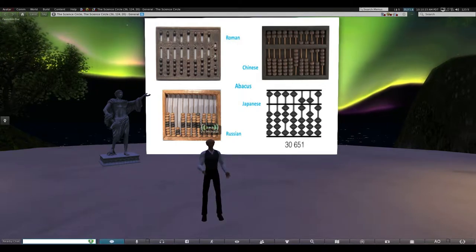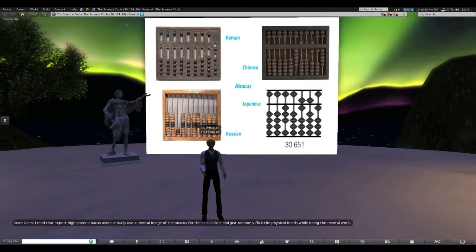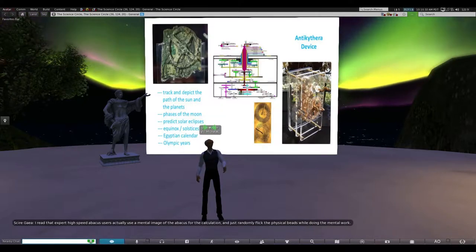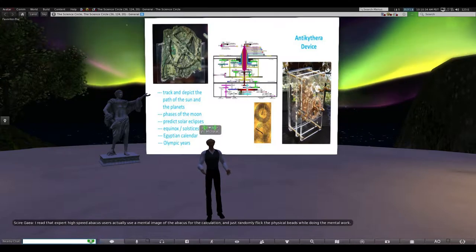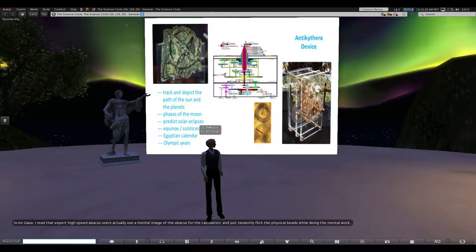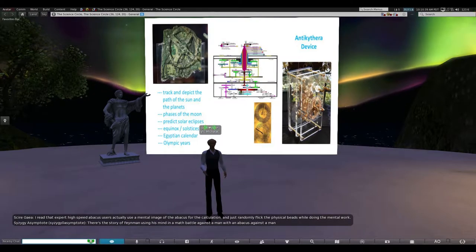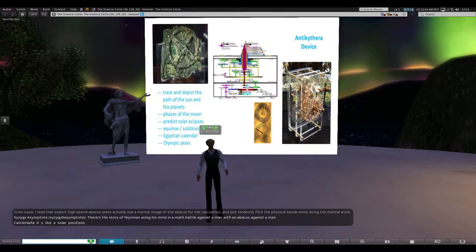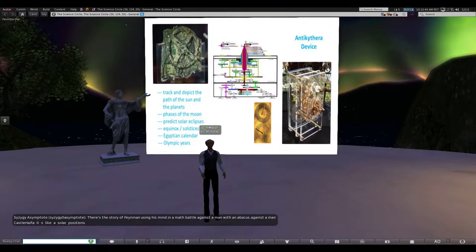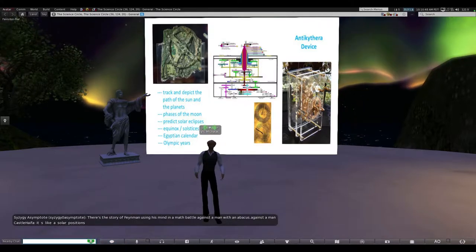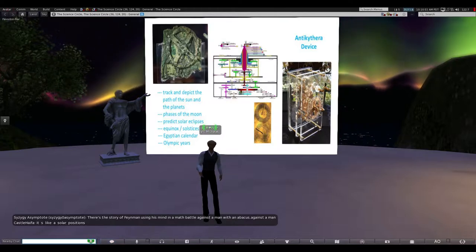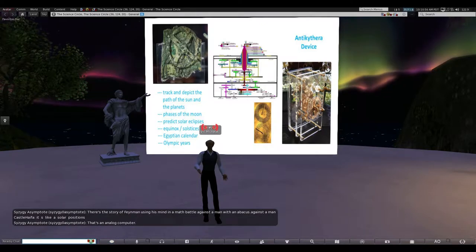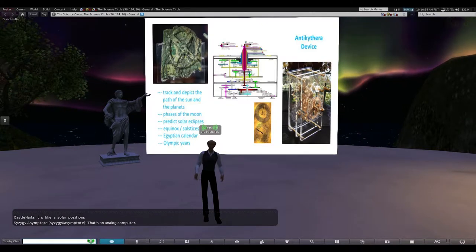Okay, so let's take a look at this next device. Anyone seen this before? Anybody recognize this? I've got the name up there, but really that's a device that was found off of the Greek island of Antikythera, which, by the way, was opposite Kythera Island. That's what the Antikythera means. Anybody know how old this is? Yeah, this is definitely an analog computer.